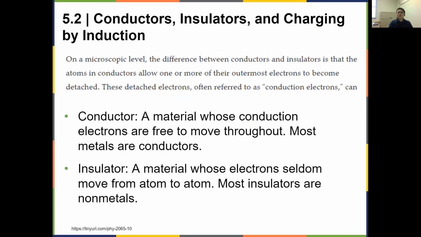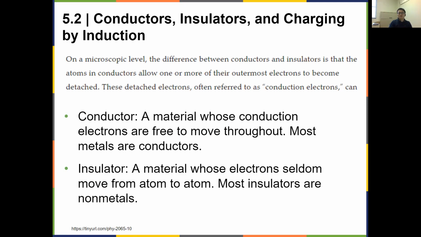So for materials, you can characterize them into two types. One is called conductor, and the other one is called insulator. A conductor will conduct electricity, simply. Conductors are the materials whose conduction electrons are free to move throughout. The conduction electrons typically will be the outermost shell electrons inside the atom.